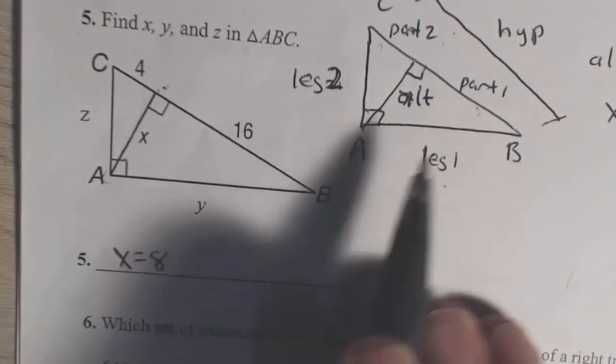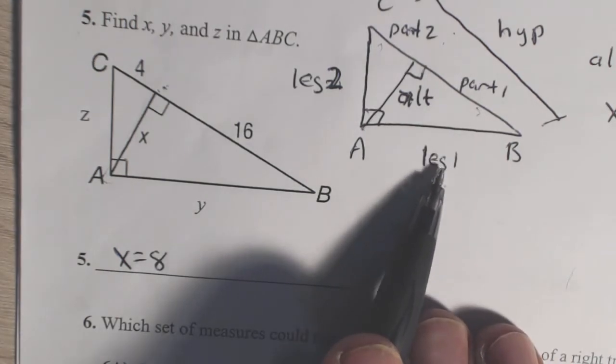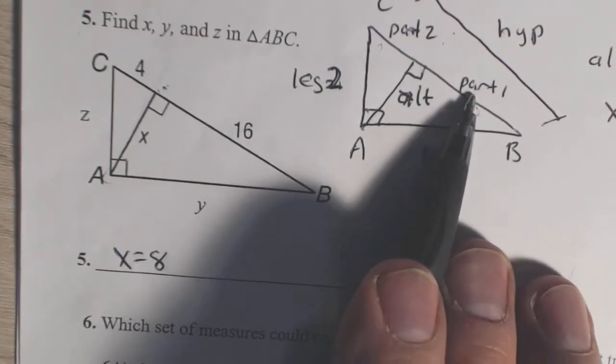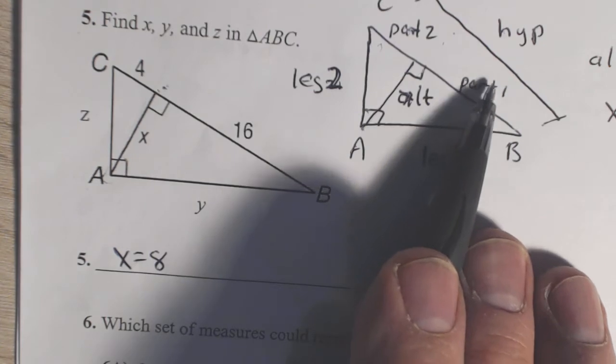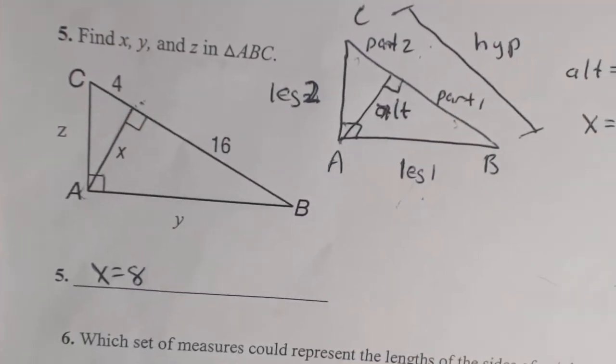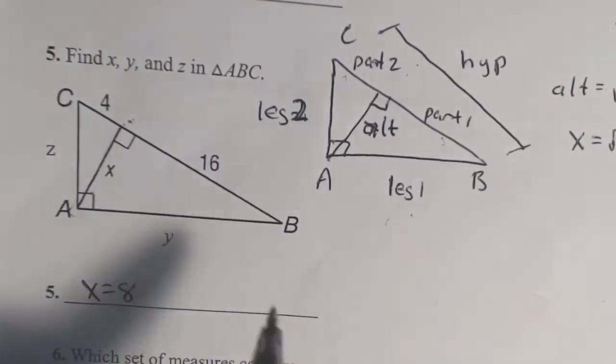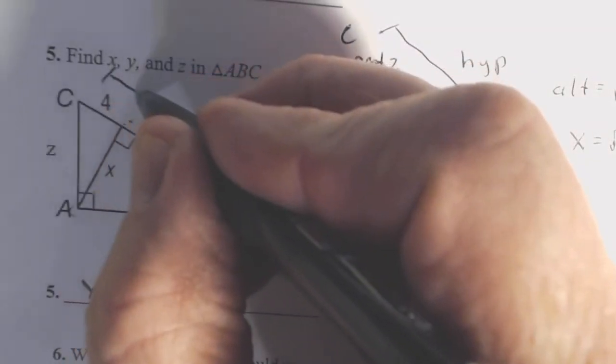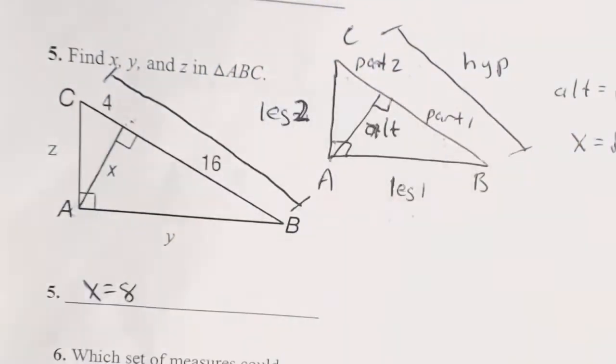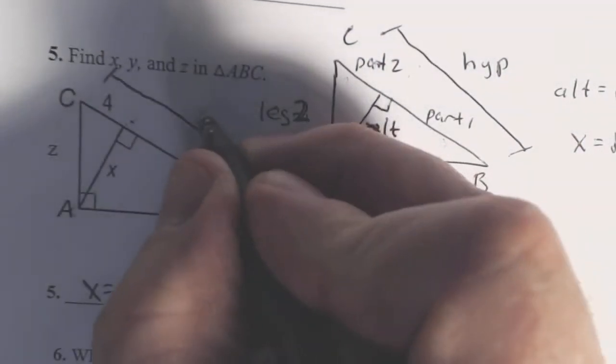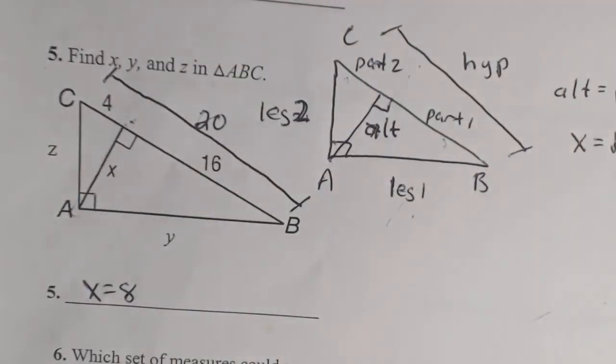Y is one of our legs. Okay, the leg is the geometric mean between the part of the hypotenuse next to that leg and the whole hypotenuse. Now we got to do a little detective work here. My hypotenuse has two parts that are 4 and 16. That means the whole hypotenuse is 20.